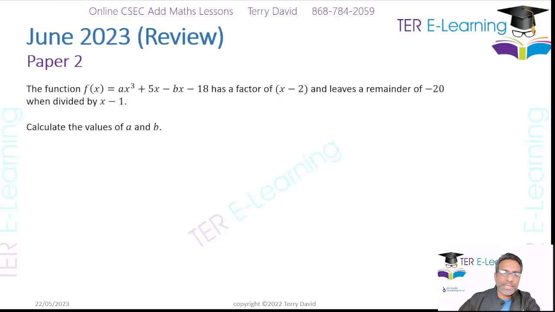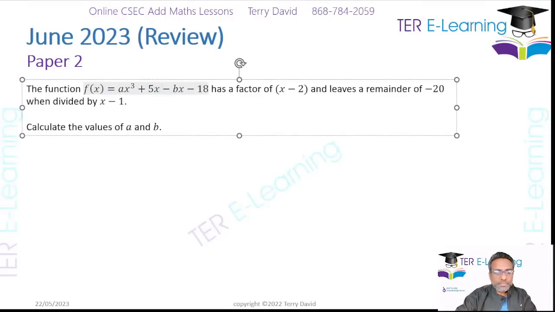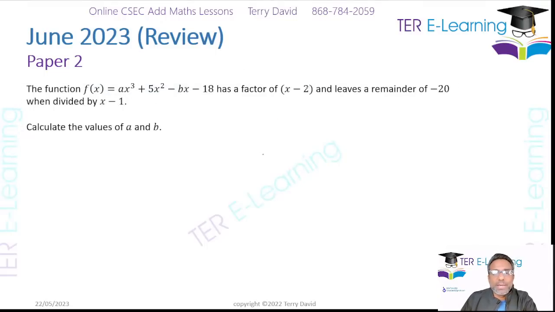Let's have a look at this question, which can come as question 1 or question 2 in your paper. We need to know about the remainder theorem and the factor theorem. It should be squared. I have a function given by ax cubed plus 5x squared minus bx minus 18. It has a factor of x minus 2 and leaves a remainder of minus 20 when divided by x minus 1. Calculate the values of a and b.